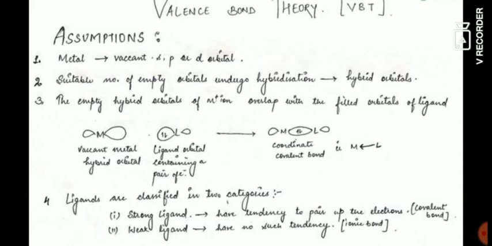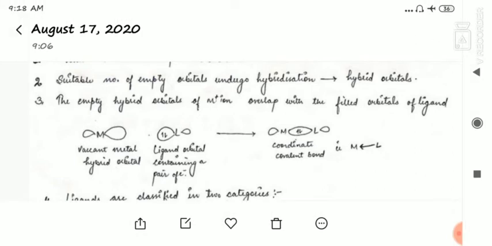Point 3: the empty hybrid orbitals of the metal ion overlap with the filled orbital of the ligand. That means if one metal has one empty orbital and our ligand has one lone pair of electrons, we already know that any species having a lone pair of electrons is known as a ligand. That's why I'm saying that if a metal ion has one empty orbital and a ligand has one lone pair of electrons and we want to hybridize both of them, then it could be possible.